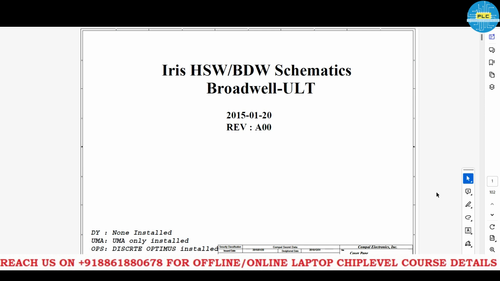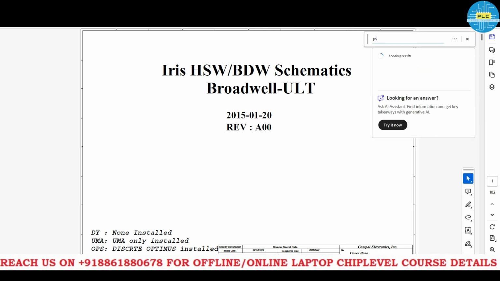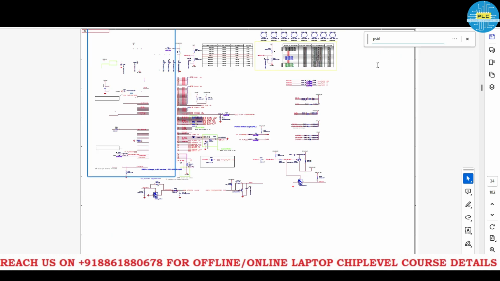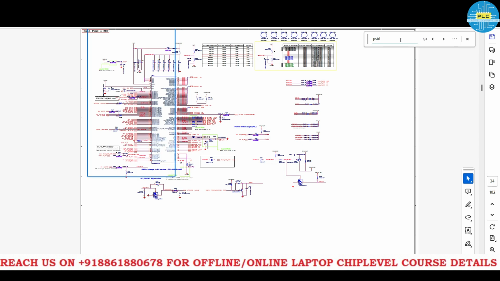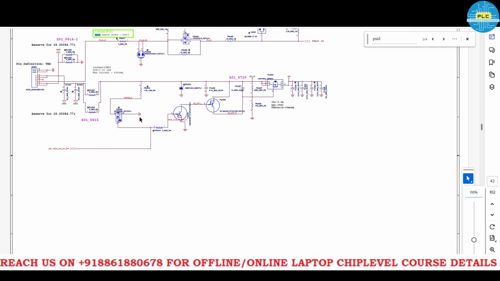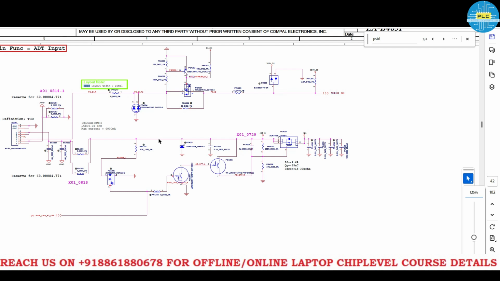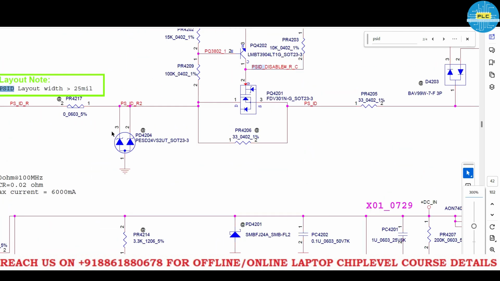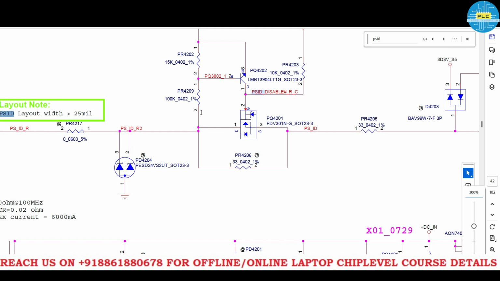Now find PSID. What do we get here? Nothing. So next, yeah, this one, DC jack. If I make it big, here is the PSID circuit. See, protection ESD.